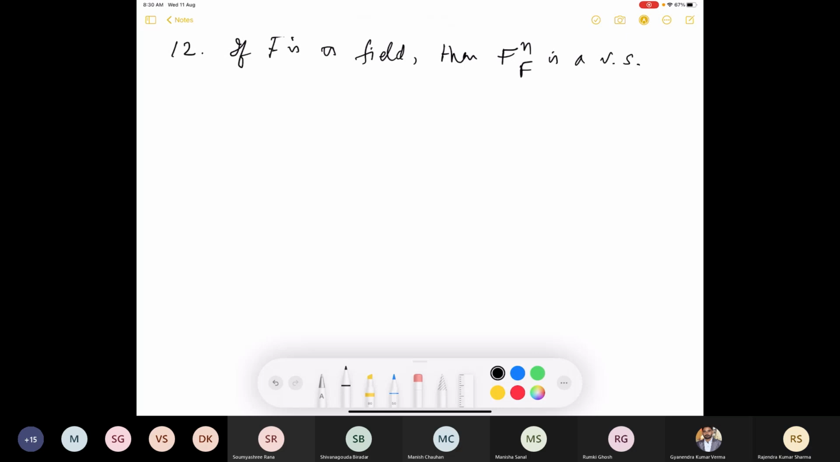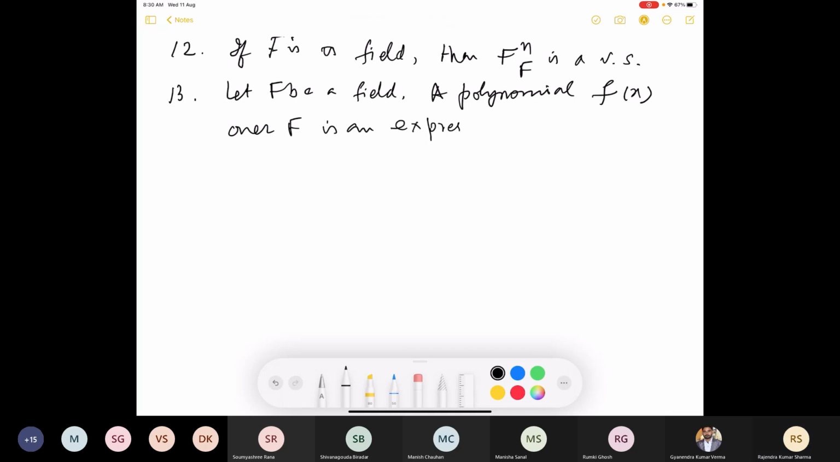So there are plenty of examples here that we have generated from well-known fields, but you can also have examples other than them. Let us denote here what is called a polynomial. Let F be a field, and a polynomial, say f(x) in x over F, is an expression of the form f(x) equal to a0 plus a1x plus up to anxn.